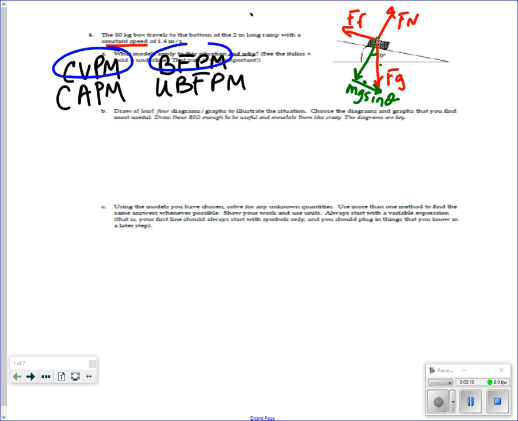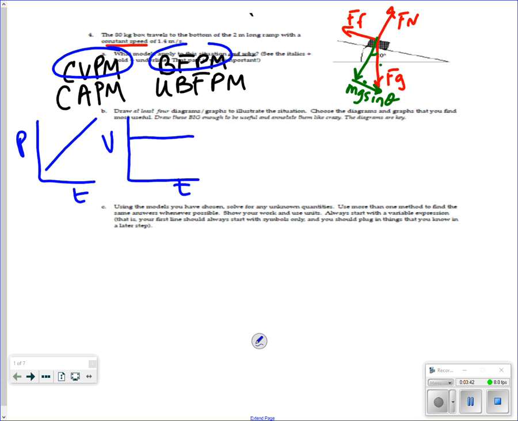Then it says to draw at least 4 diagrams or graphs. We've just done one with this free body diagram, so let's consider some other ones. Not all of them are as useful as the others. A position time graph, if we are moving with a constant speed, is going to look like this. It looks great, but honestly, the money graph, the one that really helps us out, is velocity time. I'll write it over here: 1.4 meters per second on the right. That is our constant velocity graph.